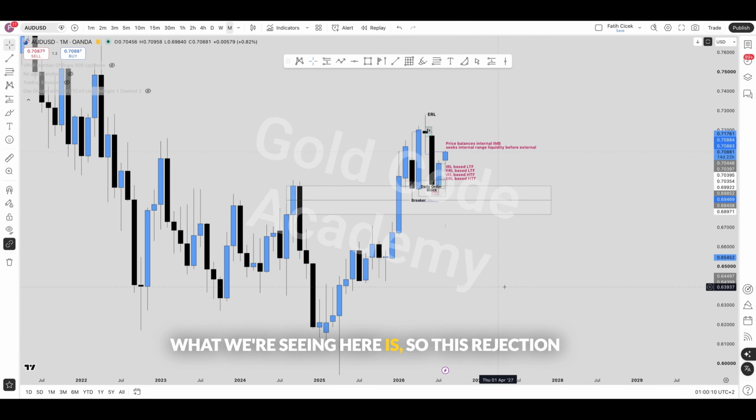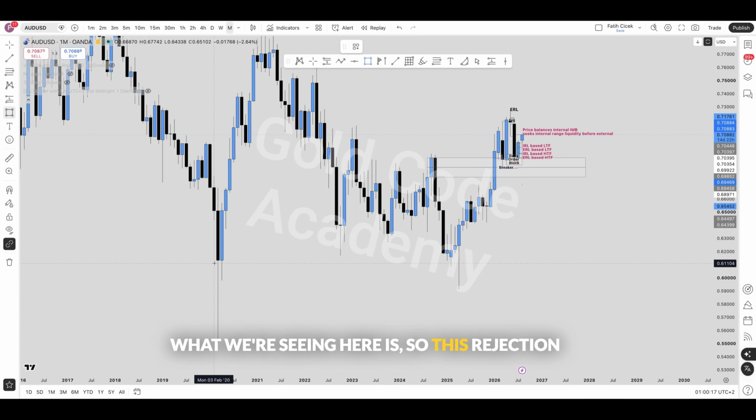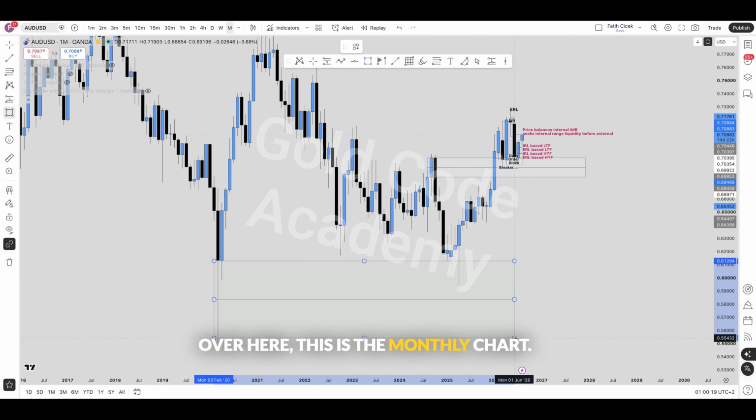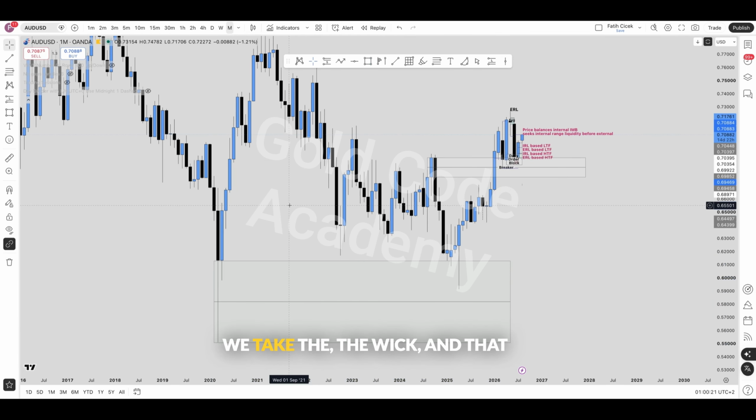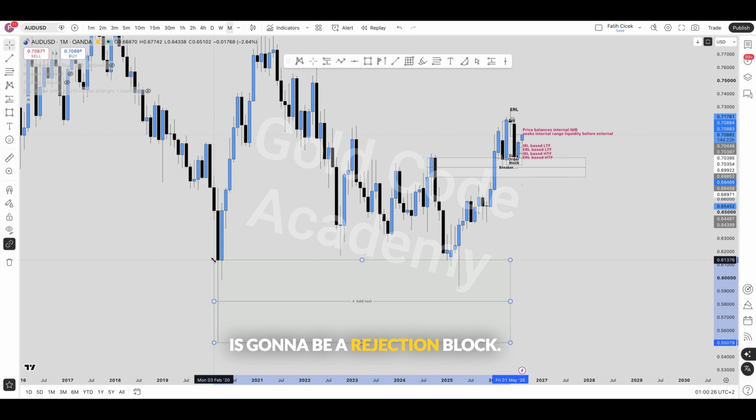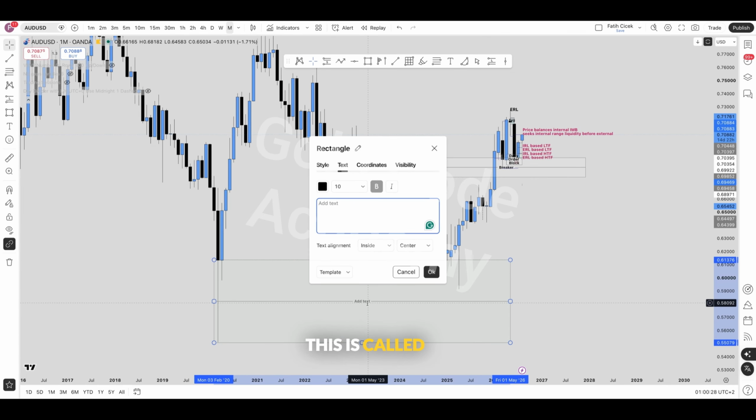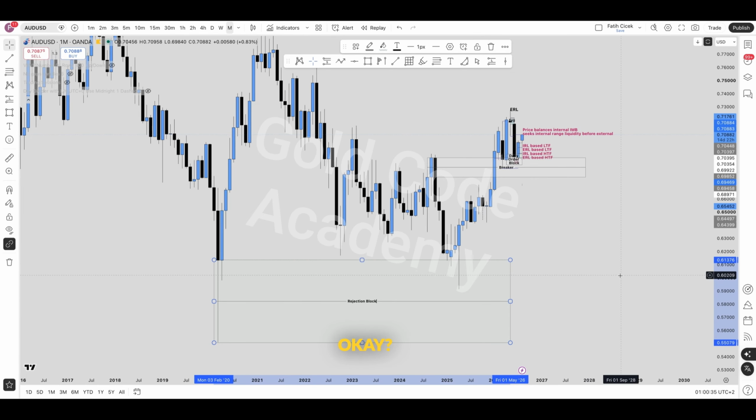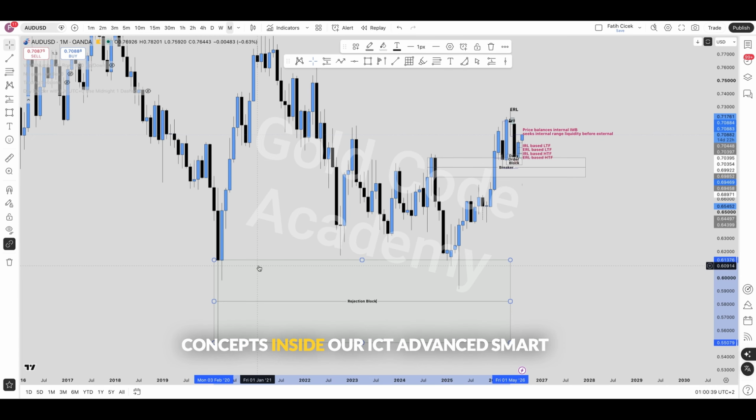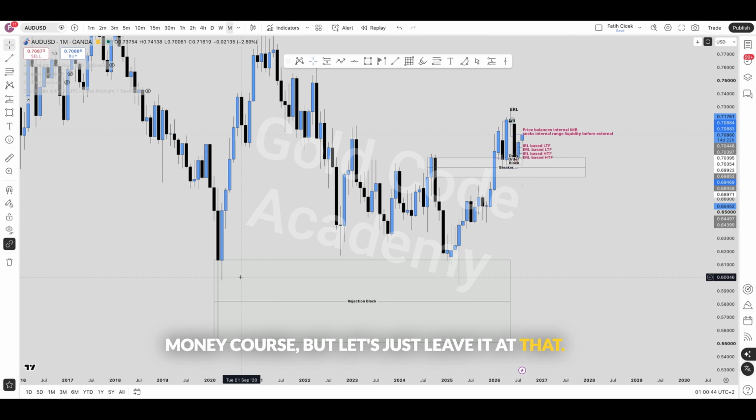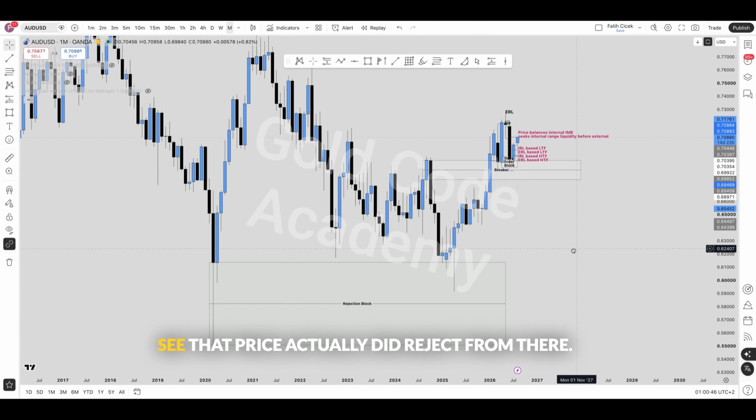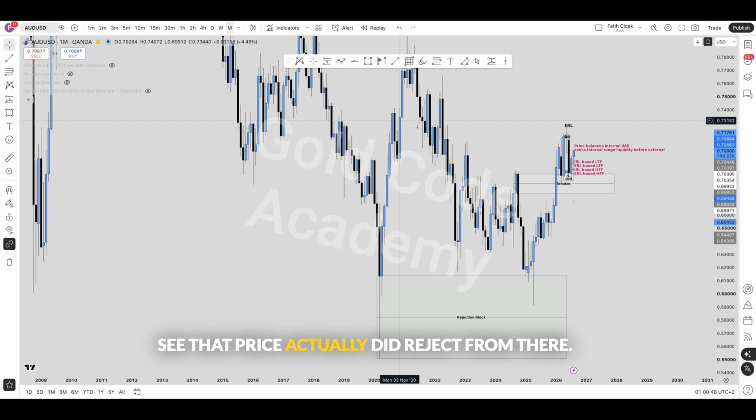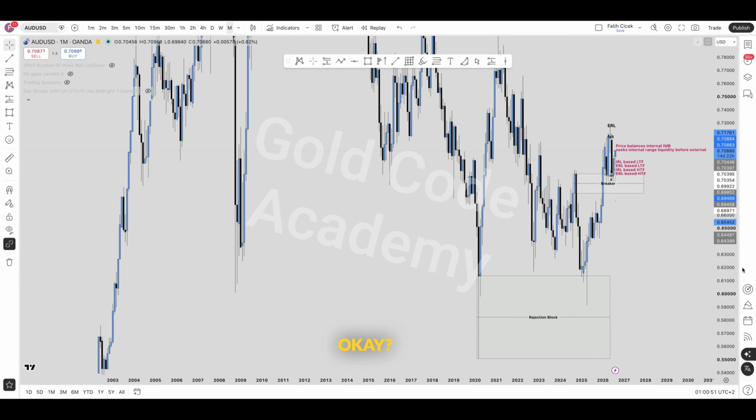What we're seeing here is this rejection over here. This is the monthly chart, okay? We take the wick, and that is going to be a rejection block. This is called rejection block, okay? And we are going to dive deeply into these concepts inside our ICT Advanced Smart Money course, but let's just leave it at that, okay? This is called rejection block, and then we see the price actually did reject from there, okay?